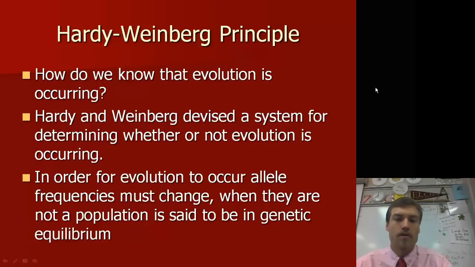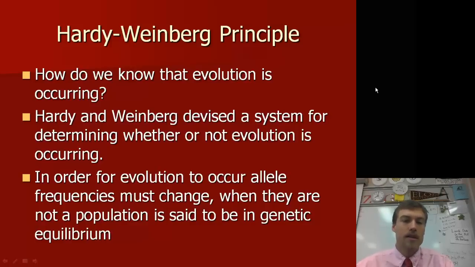In order for evolution to occur, allele frequencies must change. Right? That makes sense. Our genes have to be changing. We have to be having new traits. Therefore, our allele frequencies must change. And when they are not, a population is said to be in genetic equilibrium. So when the alleles are not changing, there's no evolution, and we are in genetic equilibrium.